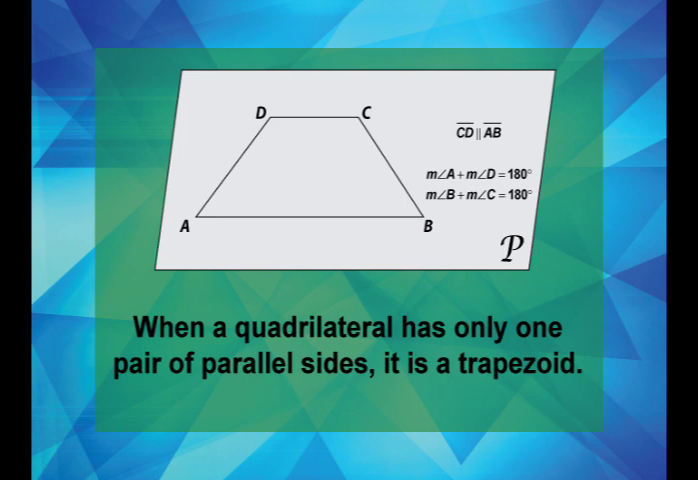Finally, when a quadrilateral has only one pair of parallel sides, it is a trapezoid. For this quadrilateral, sides CD and AB are parallel. This means that adjacent angles A and D and B and C are supplementary.